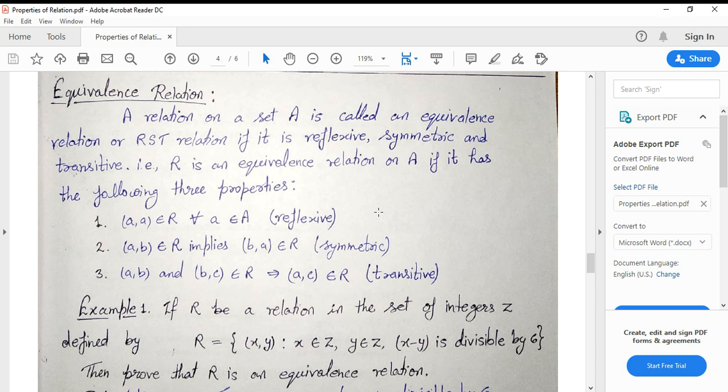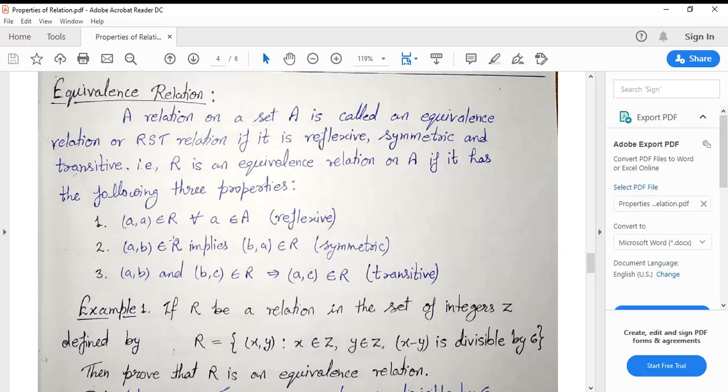A relation R on a set A is called an equivalence relation, or we say that RST relation, if it is R meaning reflexive, S symmetric, and T transitive. So, if any relation satisfies all these properties, reflexive, symmetric, and transitive, then this relation is called the equivalence relation, right? So, the three properties are, we earlier studied the reflexive.